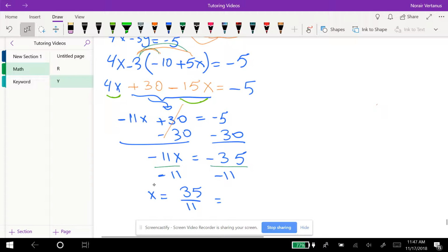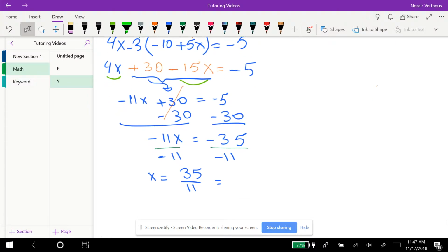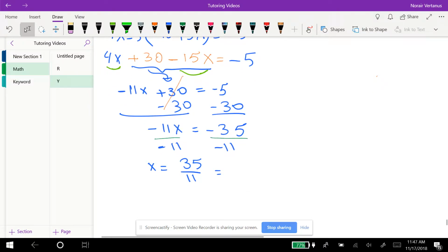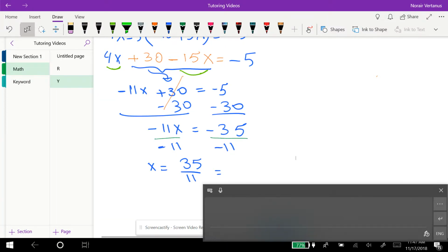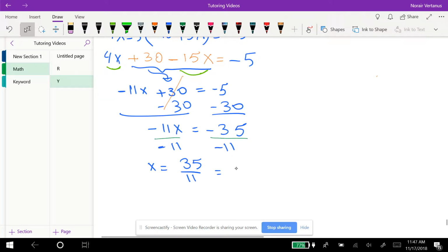That's equal to, I don't need to convert it. I'm going to convert it, but I don't need to use it right now. I'm just going to convert for better understanding of what the number is. How many 11s are in 35? There's 3 of them. The remainder is 35 minus 33, because 3 times 11 is 33. 35 minus 33 is going to be 2, so 3 and 2 elevenths. So that's x. But now we need to solve for y.